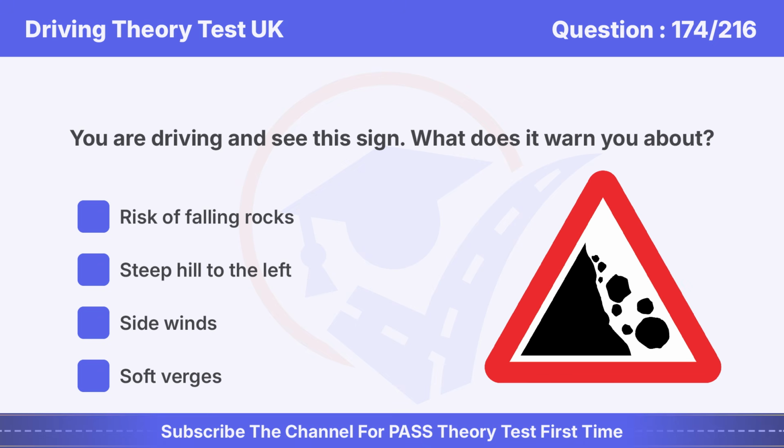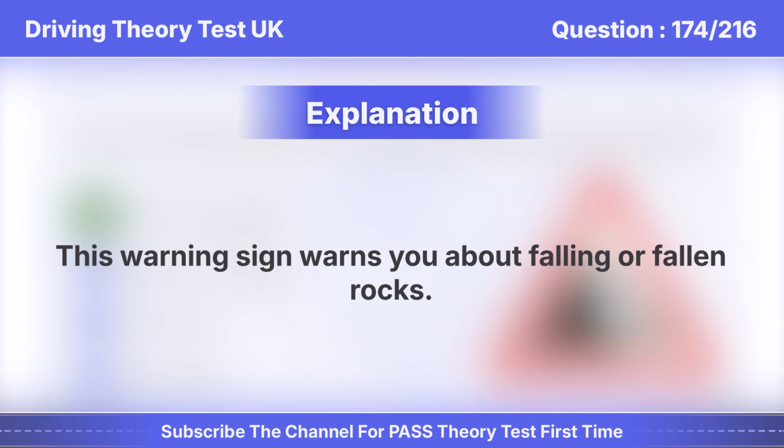Question 174. You are driving and see this sign. What does it warn you about? Answer is A. Risk of falling rocks. This warning sign warns you about falling or fallen rocks.